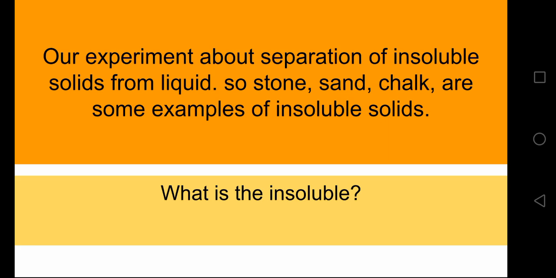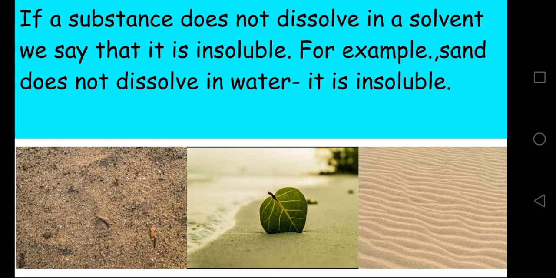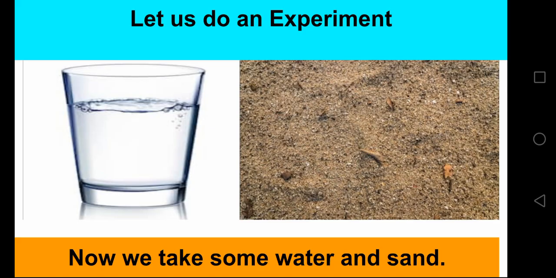Our experiment is about the separation of insoluble solid from liquid. So, stone, sand and chalk are some examples of insoluble solids. What is insoluble? If a substance does not dissolve in a solvent, we say that it is insoluble. For example, sand does not dissolve in water. It is insoluble. Let us do an experiment.